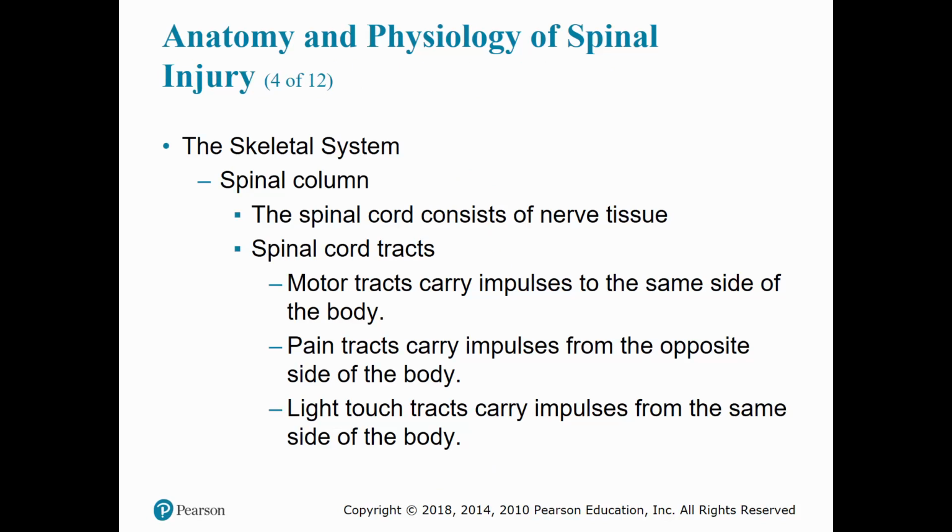Because light touch and pain are carried by different tracks, the patient might not feel light touch, but can feel the pain of a pinch. This finding can be present if the spinal cord is partially injured. Your motor tracks carry impulses to the same side of the body. So if I'm having an issue moving my hand on the right side, it means the right side of my spine has been damaged. Whereas pain is on opposite sides of the body. So if I get stabbed or shot on the left side of my body, it's the right side of my spine that's feeling it. And then light touch tracks, such as lightly touching your desk, are on the same side of the body as well.